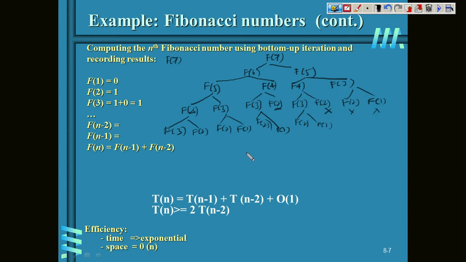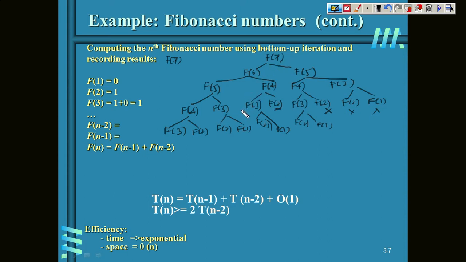Now if you look at this, you can realize that to call f of 7, we need to make these many calls: 1, 2, 3, 4, 5, 6, 7, 8, 9, 10, 11, 12, 13, 14, 15, 16, 17, 18, 19, 20, 21, 22, 24. So this is the number of calls required to call f of 7.